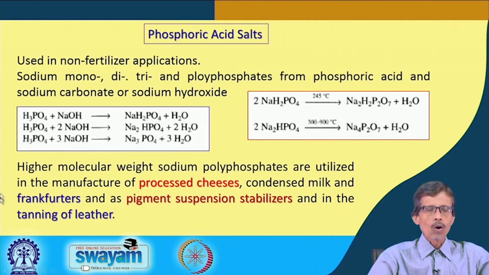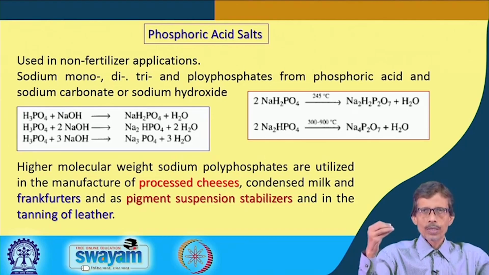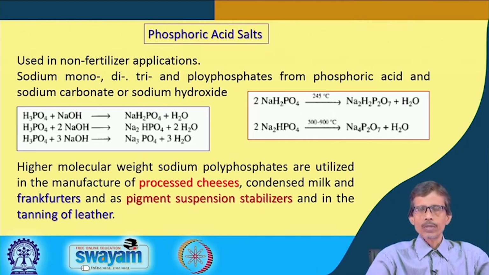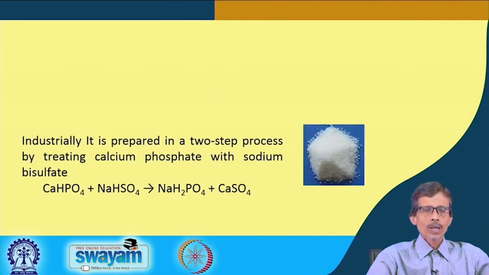Sometimes this can also be utilized for tanning of leather, because we all know that chromate tanning is useful. Potassium dichromate or potassium chromate is used in the leather industry, which is tanning of leather. Similarly, pyrophosphates or polyphosphates are also useful in the leather industry. So the leather industry is utilizing a huge amount of these phosphoric acid salts.